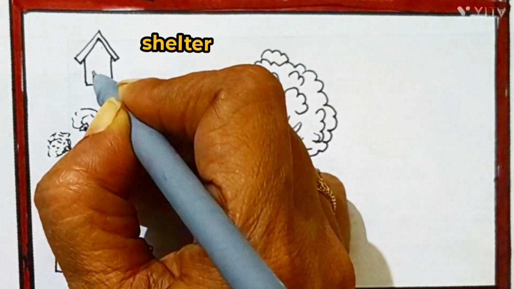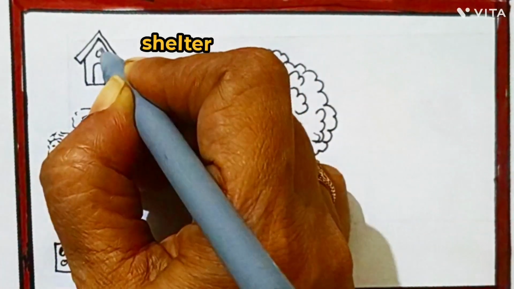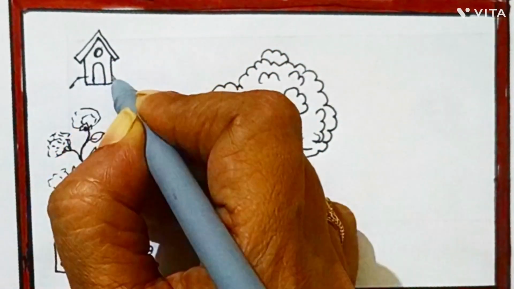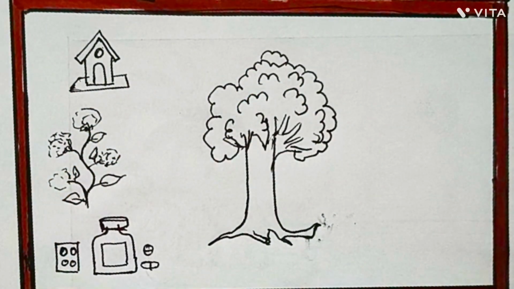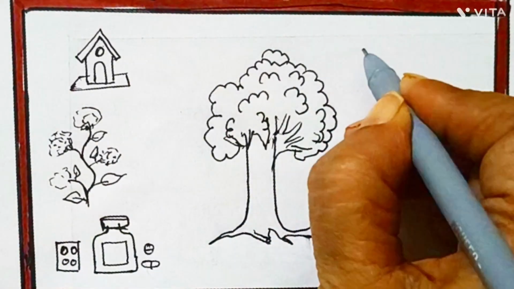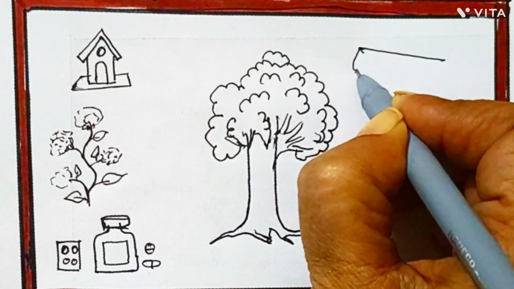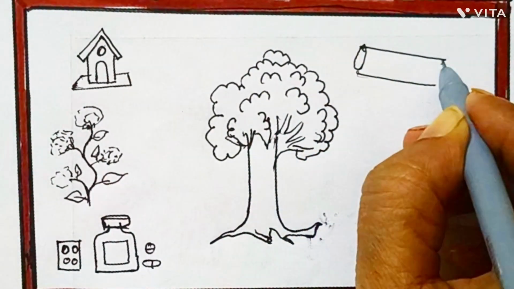Trees also provide shelter. Birds build nests on trees, and many animals live around them. Trees also give us shade and make the environment cool and pleasant.